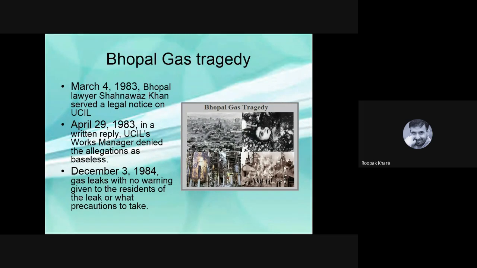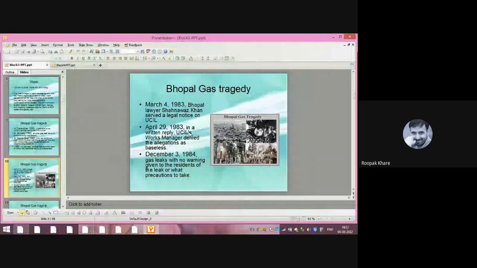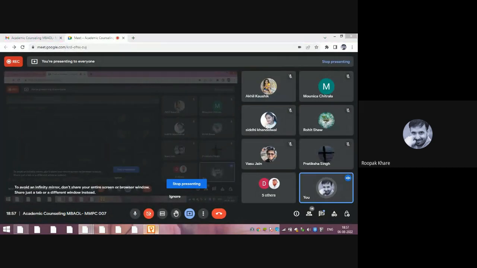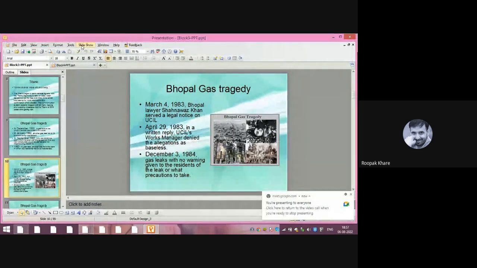On 19 March 1983, Bhopal lawyer Shahnawaz Khan served a legal notice to UCIL. So there were some people who were actually taking action. This lawyer sent a legal notice, and when I say legal notice, it is a written document. This was not taken seriously by the company, the factory owners, nor by the local authorities. Probably, if the authorities had taken it seriously, then it could have been avoided, right?